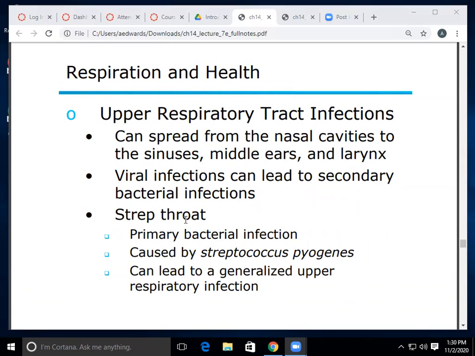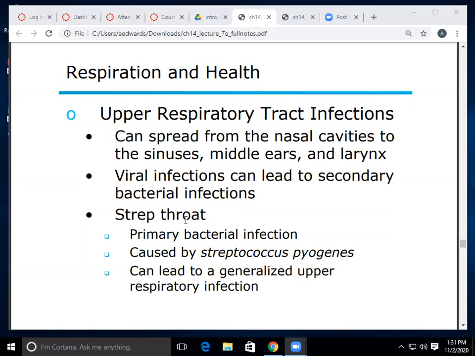All right, so let's talk about some health implications of the respiratory system. Has anybody heard of anybody getting an upper respiratory tract infection? It can spread from those nasal cavities into the sinuses, can go into the middle ears, can also go into the larynx. Viral infections can actually lead to secondary bacterial infections, right? Because it's making your body weaker, more susceptible to infection. So the virus can do its thing, and then bacteria can come in after that. Or bacteria that you normally would have been able to fight, you're not able to fight.